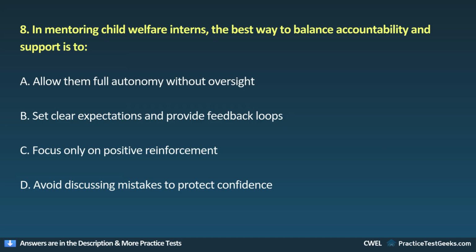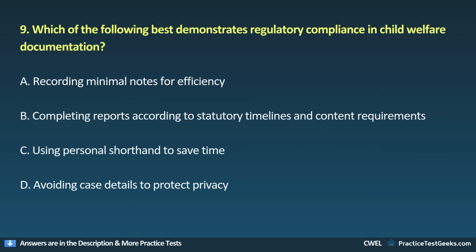8. In mentoring child welfare interns, the best way to balance accountability and support is to A. Allow them full autonomy without oversight. B. Set clear expectations and provide feedback loops. C. Focus only on positive reinforcement. D. Avoid discussing mistakes to protect confidence.